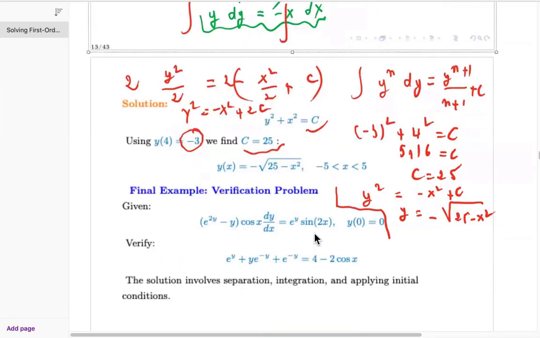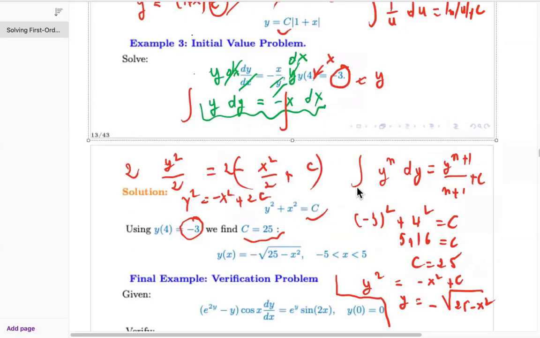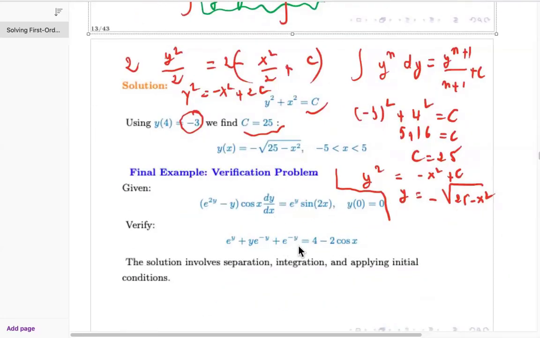For this example, we are given an initial value problem, then we can follow the previous example to find the solution. I will explain the remaining methods and techniques in another lecture.